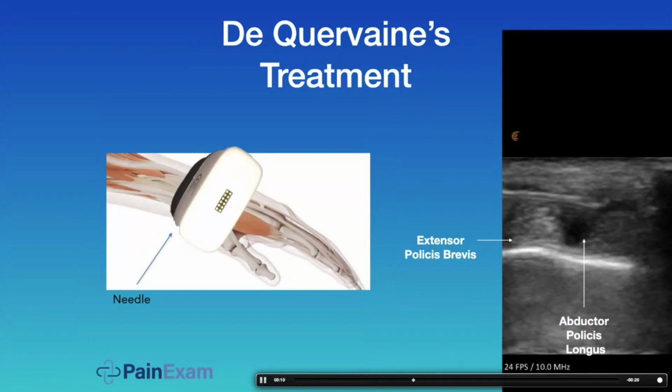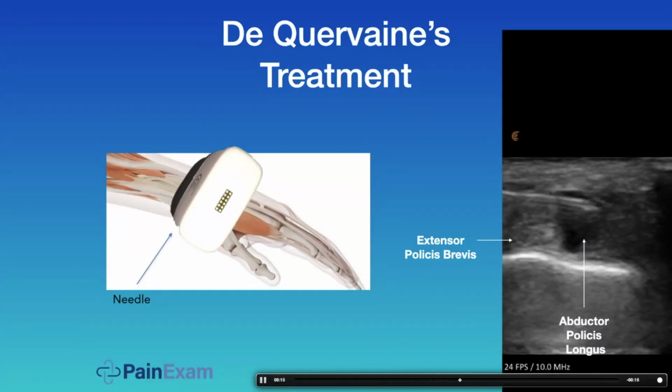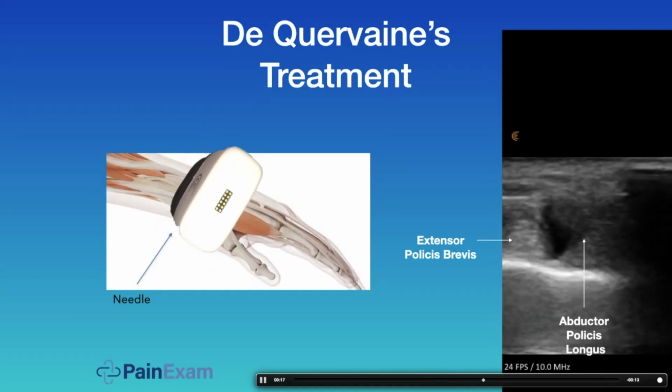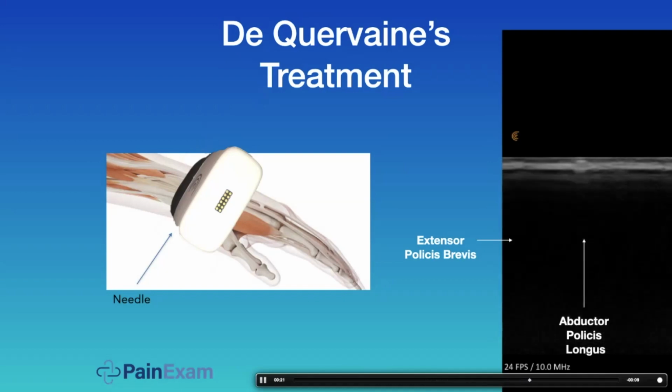Usually I give 20 milligrams of Depo-Medrol with 2 or 3 mLs of 0.25% bupivacaine in this region. You could use PRP. Just be careful not to inject into the tendons, of course.